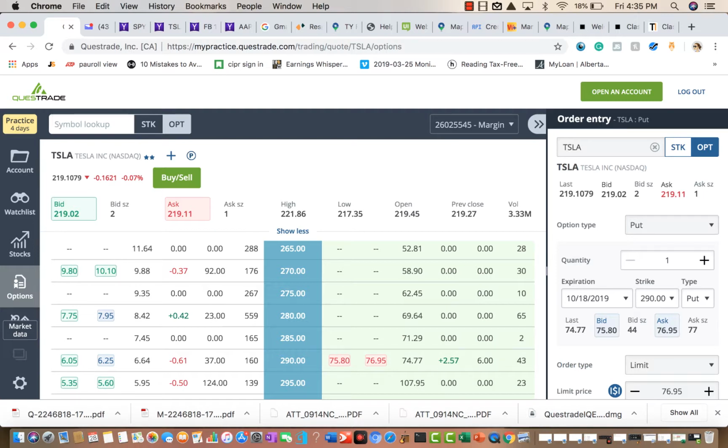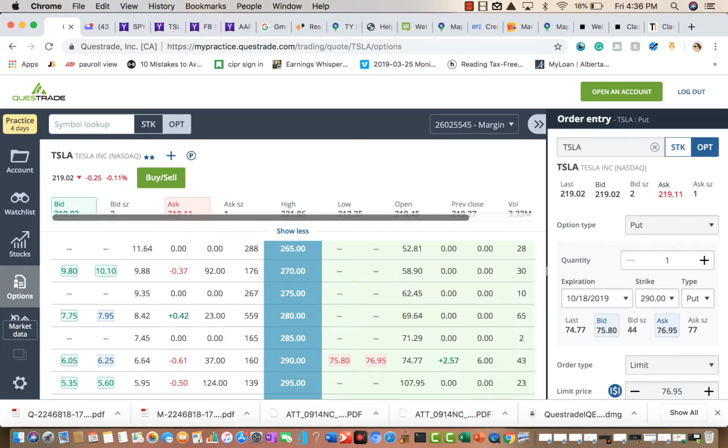Because you're saying that the Tesla has to move below 290 in order for you to profit or make money from this trade. And right now it's at like 219, as you guys can see, or it's fluctuating right now. It's 218. So yeah, you're going to have a lot of cushion there. But like I said, the stock still needs to move from where it's at right now.